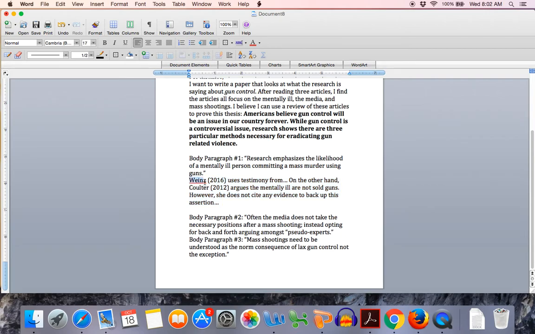So Wines, the last name of the author, 2016, uses testimony from, and then I might indicate what testimony they're using, how it helps support this idea, right? Again, the focus is on the literature.